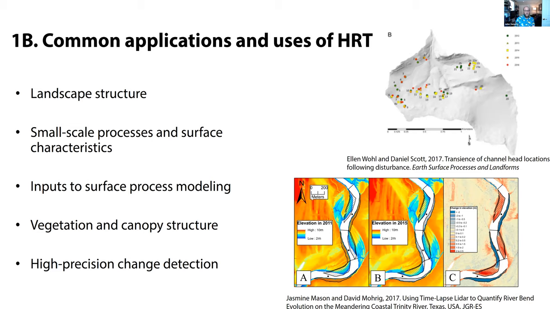We can also use it to get detailed information about the vegetation and canopy structure. So linking different types of vegetation or different kind of vegetation characteristics to different portions of the landscape, which actually touches upon some of the keynotes that we saw earlier today.